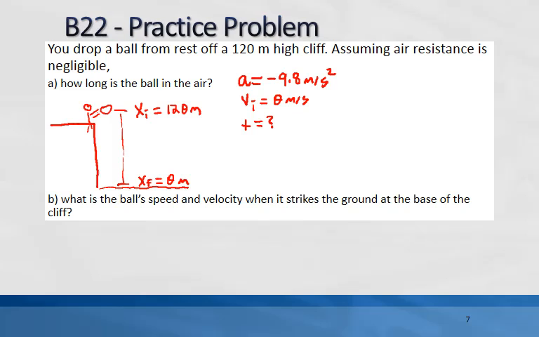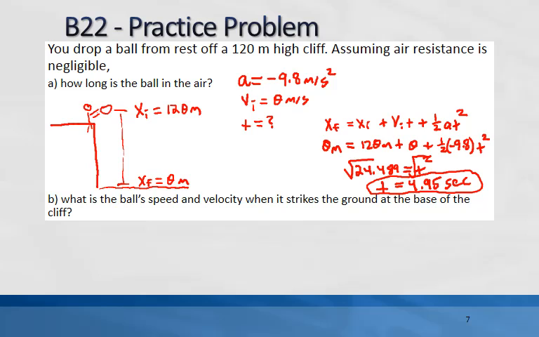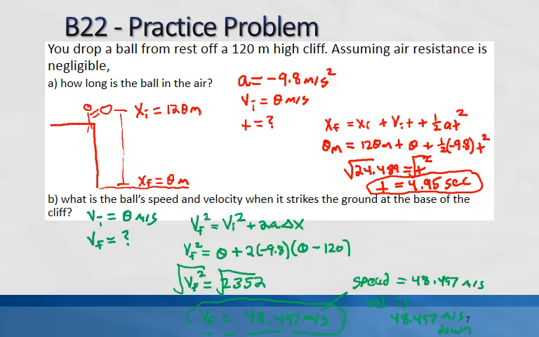All right, so for this one, the displacement is negative 120, and we should get a time of 4.95 seconds. And then when it hits the ground, we should get a speed of 48.497 meters per second, which then for velocity would be 48.497 meters per second downward.